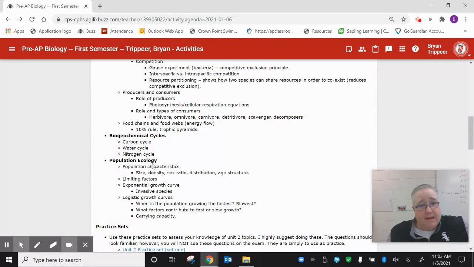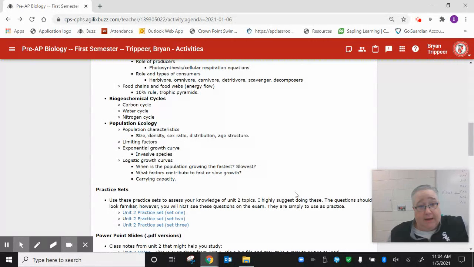And then finally, we got into population ecology. Different characteristics of populations, limiting factors, density dependent, density independent, a lot of graphs, exponential growth curves, logistic growth curves. Make sure you know the difference between the two. Make sure that when you look at a logistic curve, you can tell me what the carrying capacity is. When is the population growing fast? When is it slowing down? That type of thing. There's a lot of graphing with the population stuff.